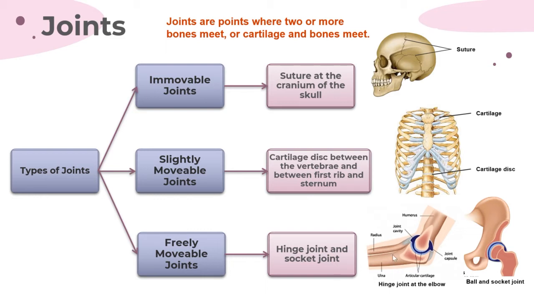An example of the hinge joint is at the elbow. This is an example of a hinge joint, which allows movement. The other type of freely movable joint is the ball and socket joint. This is an example of a ball and socket joint.